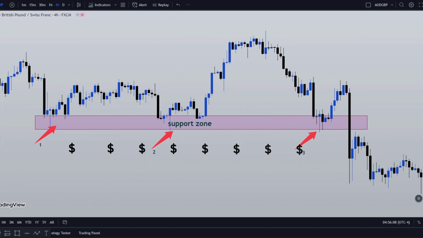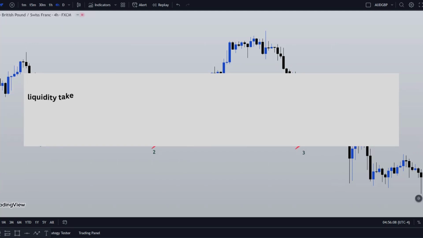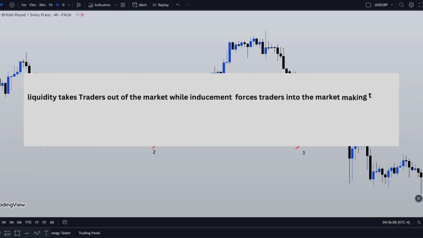Now we have understood both liquidity and inducement. So what is the difference between liquidity and inducement? Simply, liquidity takes traders out of the market, while inducement forces traders into the market, making traders end up being trapped in the market. Remember, these are the traps market makers design for retail traders to get on the wrong side of the market.